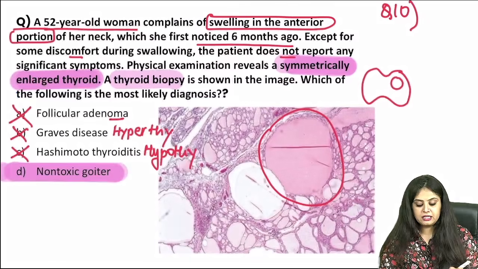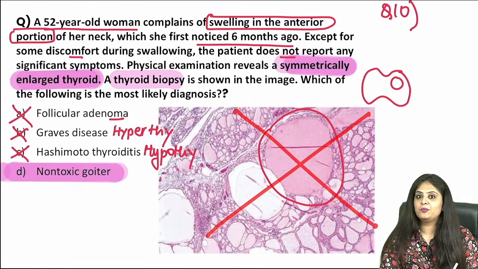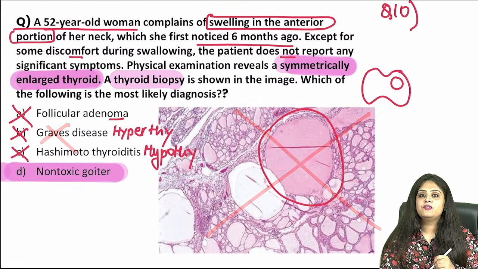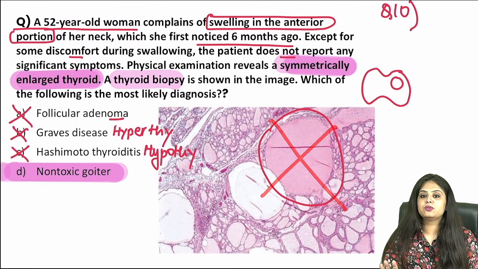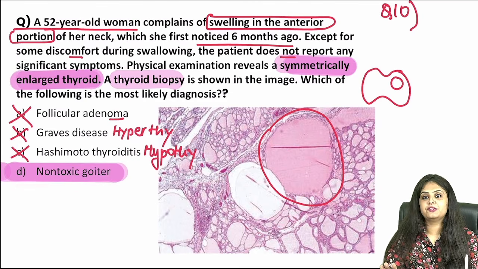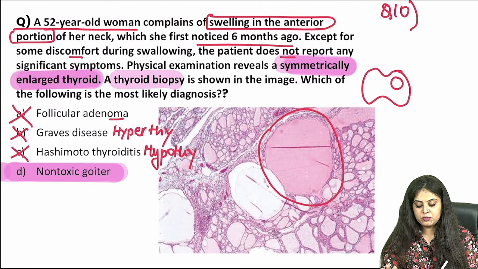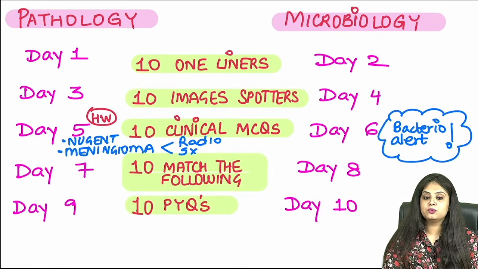Well, having said that, nothing of Graves' disease, scalloping is not seen, Graves ruled out. Over here, no thyroiditis element or Hurthle cells are seen, Hashimoto ruled out. This is a simple case of non-toxic goiter. Well, with that, we wrap up today's 10-question clinical MCQ session.